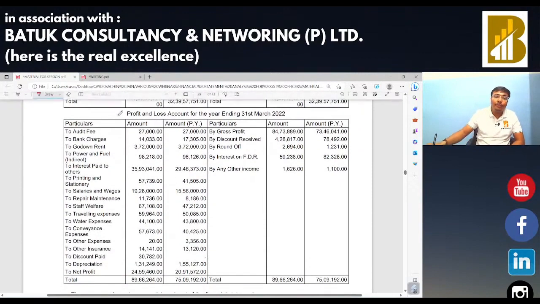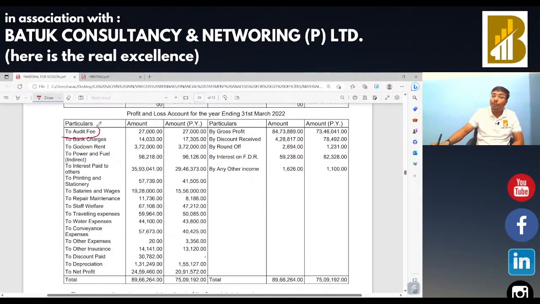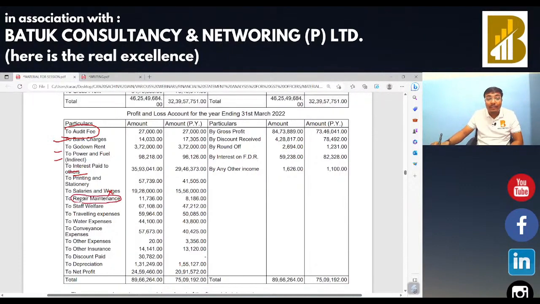Next, audit fees, sir, we can check from the legal audit point of view. Bank charges is okay. Go down, rent, power and fuel, interest paid to others, printing and stationery, salary and wages, no GST. Repair and maintenance, we are going to check the ledger. If the repair and maintenance is on account of the vehicles, in that case input is not allowed. But if the repair and maintenance is for plant and machinery, in that case input tax credit is allowed. Traveling expenditure, water expenditure, conveyance expenditure, other expenditure, we need to check the nature.